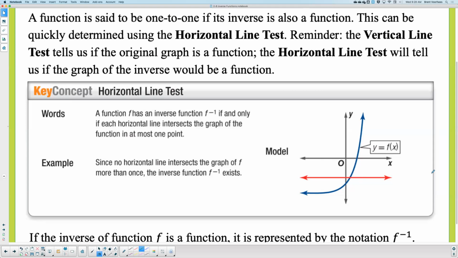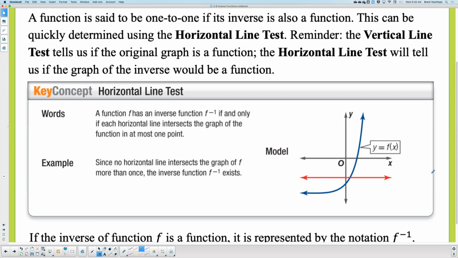I'm going to say this again. If you're testing an original graph and you want to know about its inverse, mathematically, to find the inverse, you have to switch x and y. But if you don't want to go through the process, you can do a horizontal line test, because this line test looks like an x-axis. If you apply the horizontal line test and then found the inverse, you would switch x and y. So the x-axis would look like a y-axis, which is a vertical line.